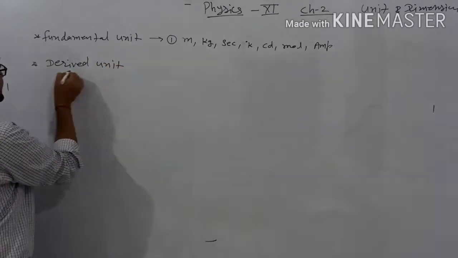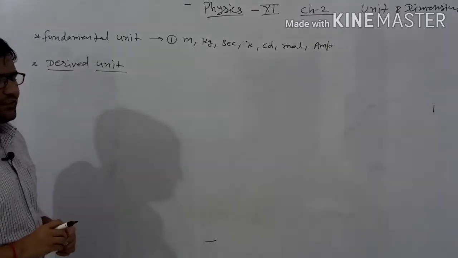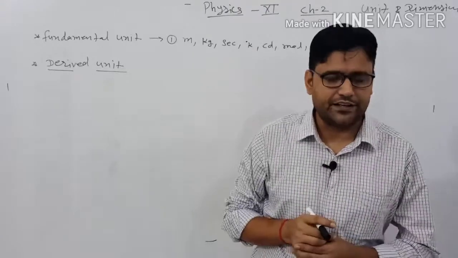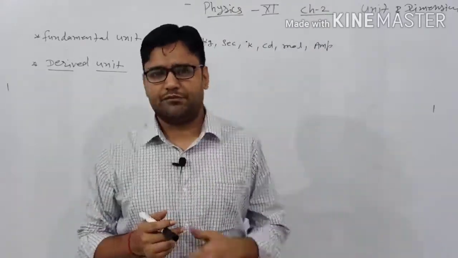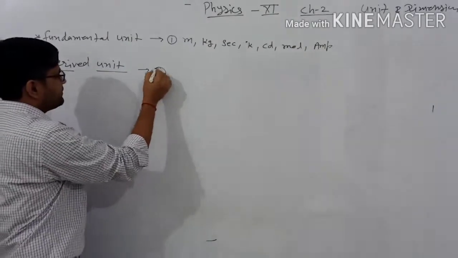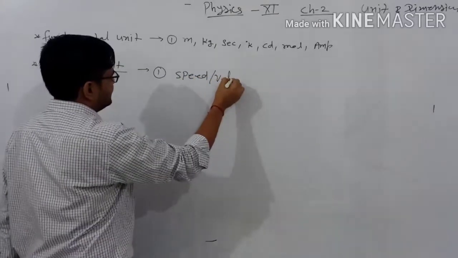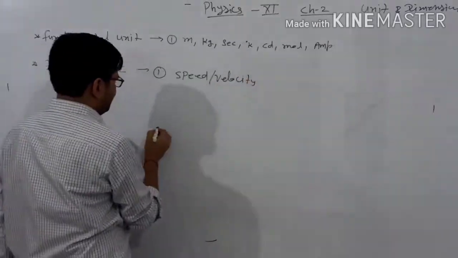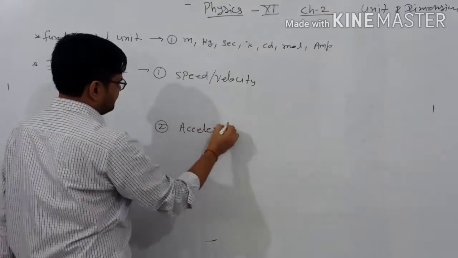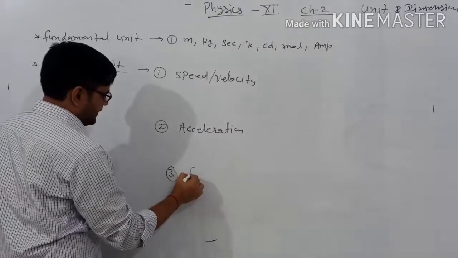As per the basic definition, derived means it is derived with the help of the fundamental units. Here I am considering a few examples to understand this formulation. First example is speed or velocity. Second is acceleration. And the third one is force.